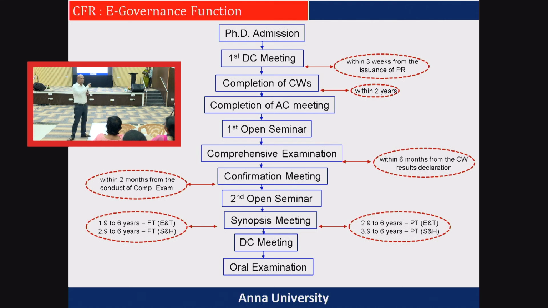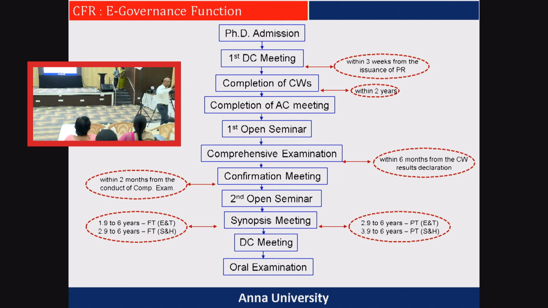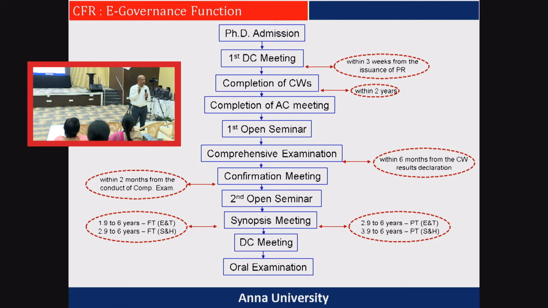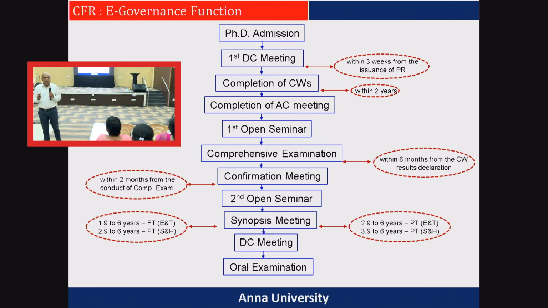Coming to the coursework. How many courses? Minimum 4 courses. When you add the credits of all the coursework, it should come to a minimum of 12 credits. Maximum you can do depends on your interest. Minimum 12 credits, and 7 CGPA.